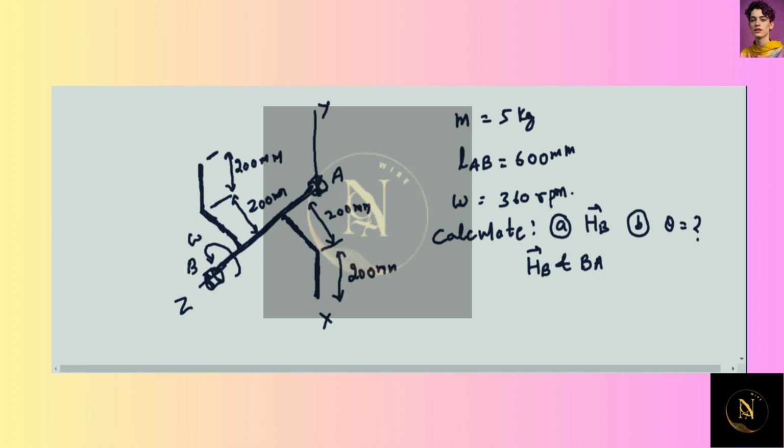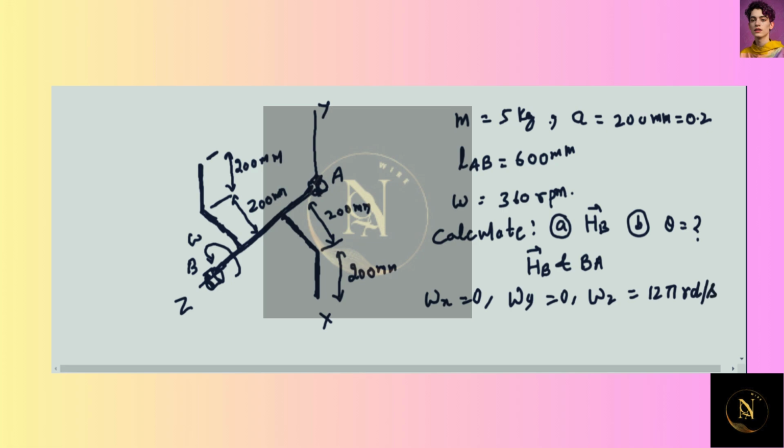Mass of each assembly is 5 kg. Its side a is 200 millimeter, or 0.2 meter. Omega x is 0, omega y is 0, and omega z is 360 rpm, that is 12 pi radian per second.